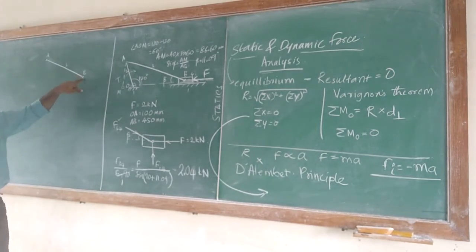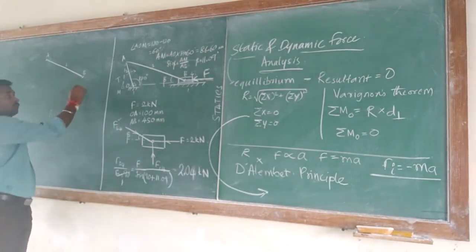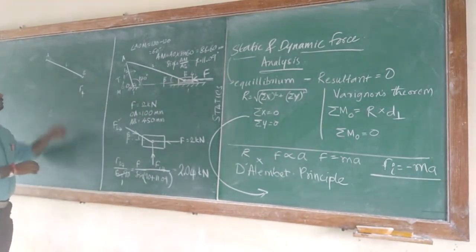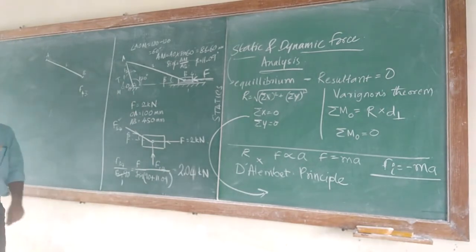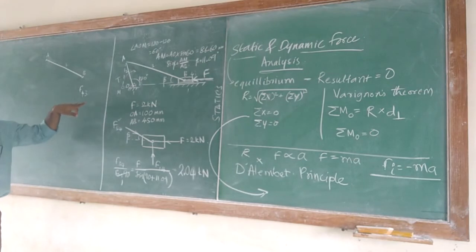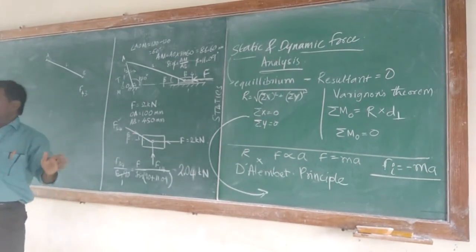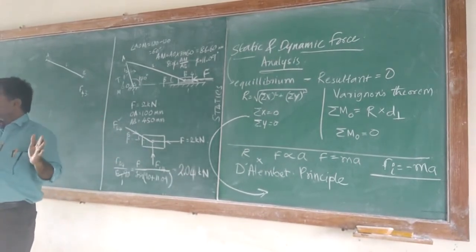Now, do you know the force acting at this point? Yes, sir. What is that force? 2 kilonewtons. Force of which link? Force of link 4 on 3. Now, what is its value? 2 kilonewtons. This is the reaction for the action given here. Yes. Every action has an equal and opposite reaction.